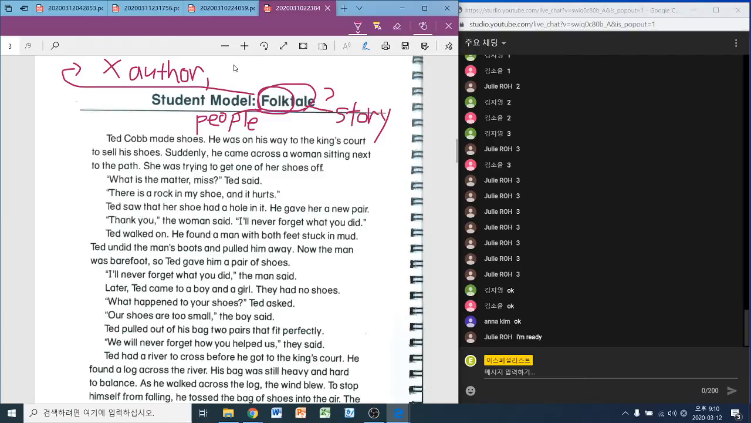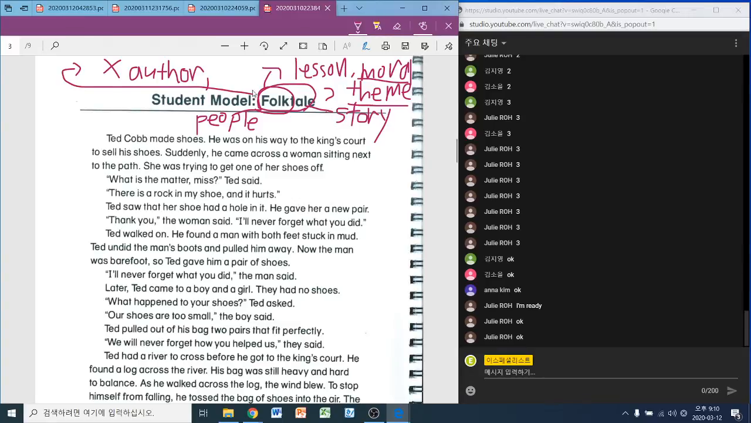Also, people like to tell stories to teach something or emphasize something. So usually a folk tale has a lesson. In other words, we say moral. A folk tale has a lesson or moral, or you can say theme of the story. Theme or moral is a really big idea that people wanted to tell other people.